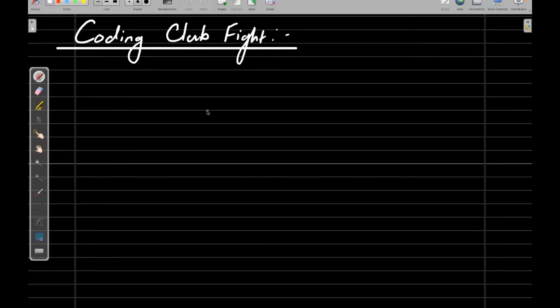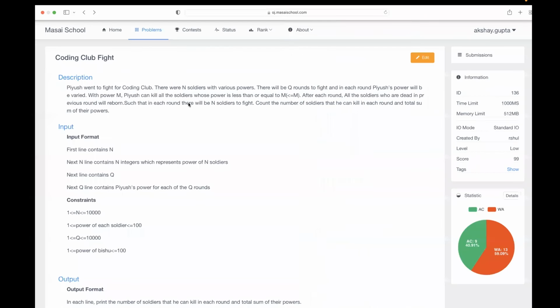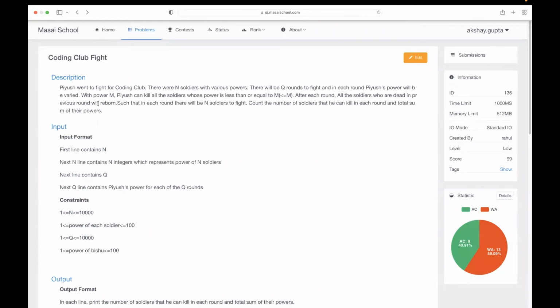Today we are going to discuss a problem named coding club fight. Let's move to the description part. It's saying Piyush went to fight for coding club. There were n soldiers with various powers. There will be Q rounds to fight, and in each round, Piyush's power will be varied.